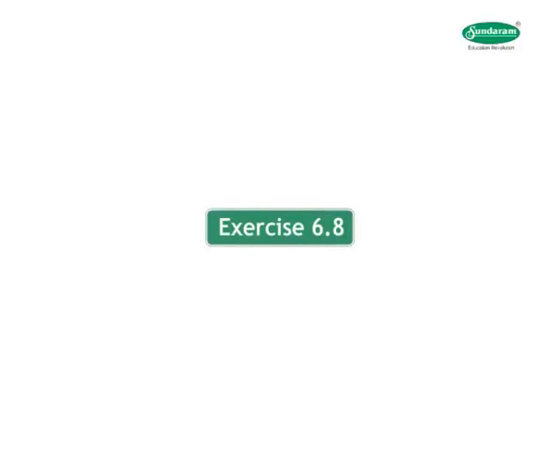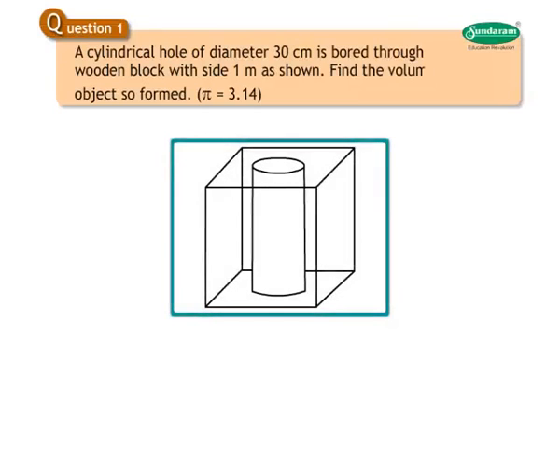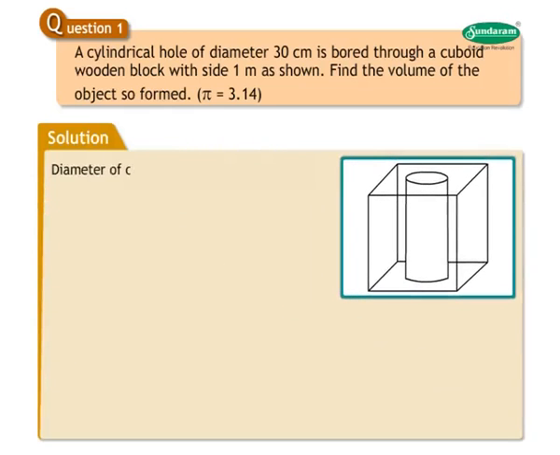Let us solve exercise 6.8. Question 1. A cylindrical hole of diameter 30 centimeters is bored through a cuboid wooden block with side 1 meter, as shown. Find the volume of the object so formed. Pi equals 3.14. Solution. Diameter of cylindrical hole is equal to 30 centimeters. Radius is equal to 15 centimeters. Side of the wooden cube is 1 meter, that is 100 centimeters.